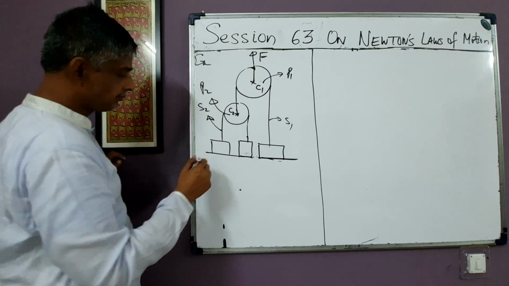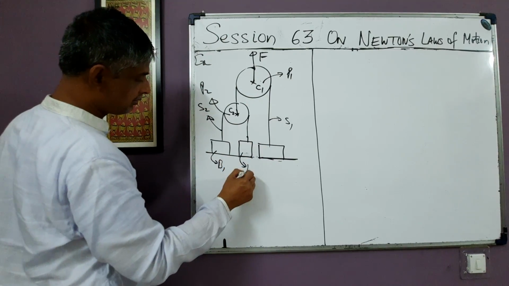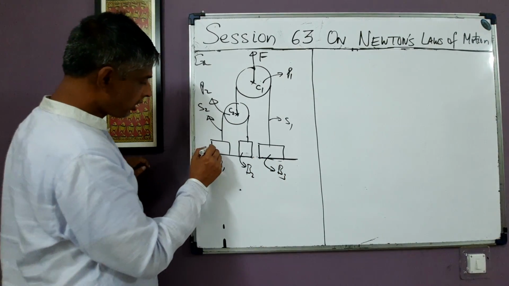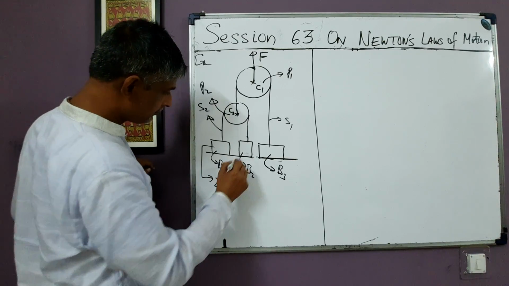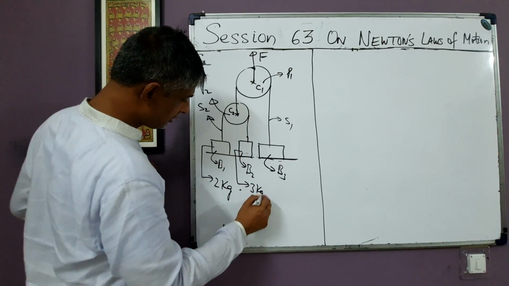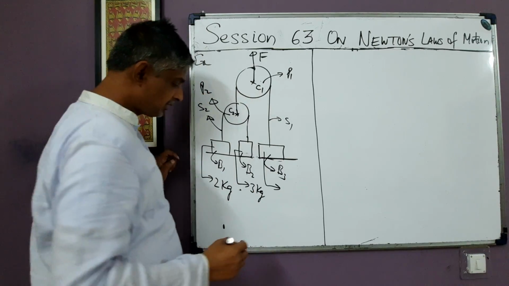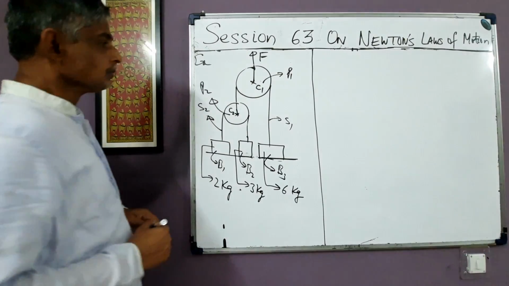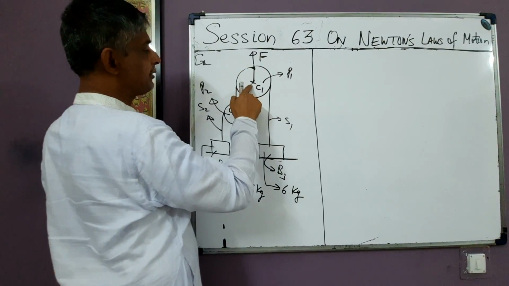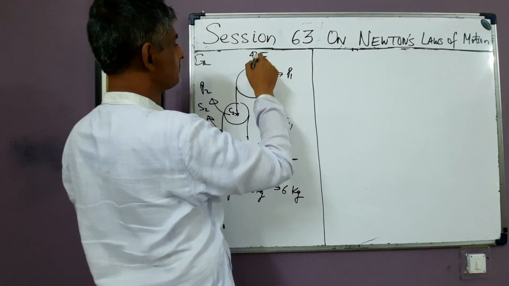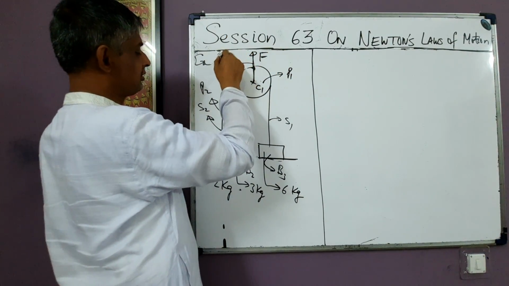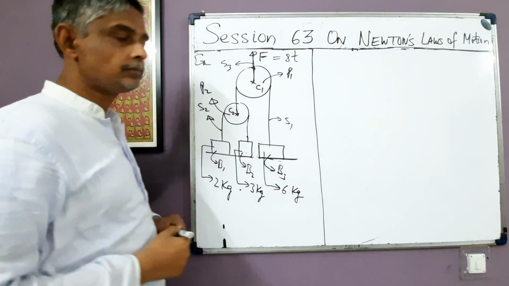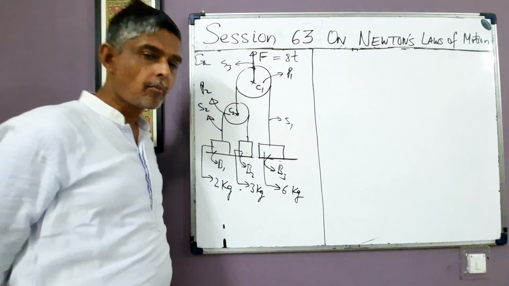Here we have three blocks, B1, B2 and B3. Mass of B1 is given to be 2 kg. Mass of B2 is given to be 3 kg. And mass of B3 is given to be 6 kg. A time dependent force F is applied to center C1 of pulley P1 in upward direction by means of another string S3. F depends on time as F equal to 8t. Small t denotes time.